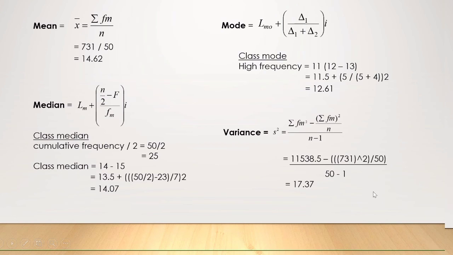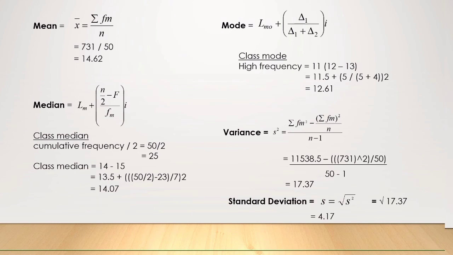So to find the variance, the formula is this. We have already calculated the total of each segment. So the total of FM squared minus total of FM, squared, divided by n, all divided by n minus 1. So we just insert the answer into the formula. 11538.5, the total FM squared, minus the total FM 731 to the power of 2 divided by total frequency 50, divided by total frequency minus 1, 50 minus 1, which is 49. So we'll get 17.37.